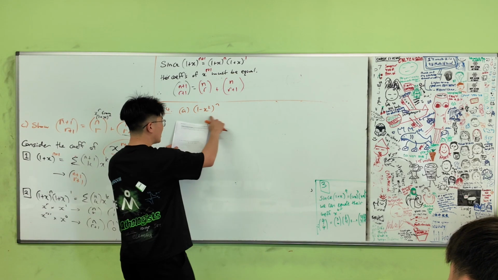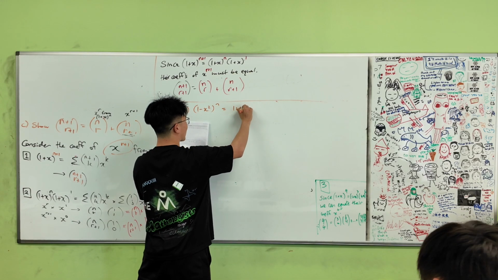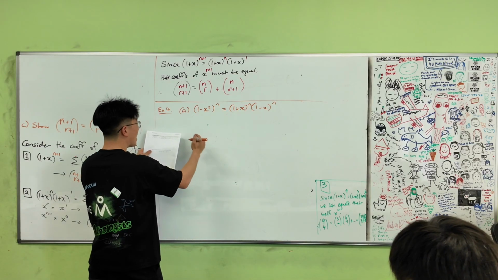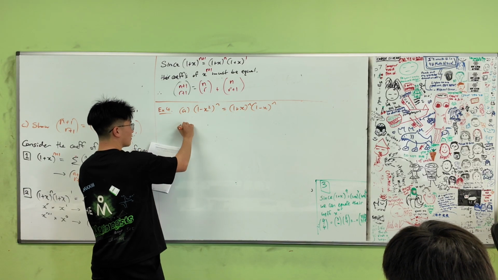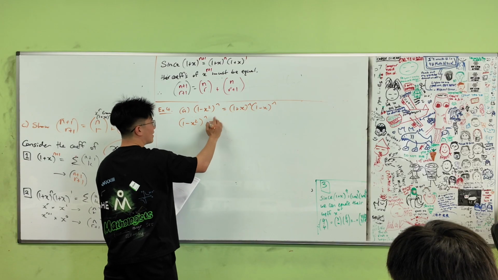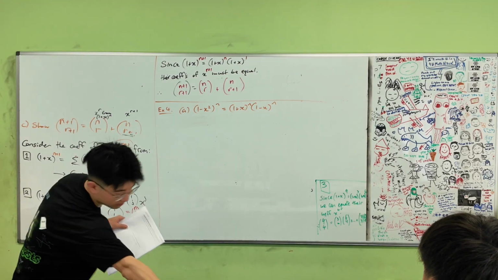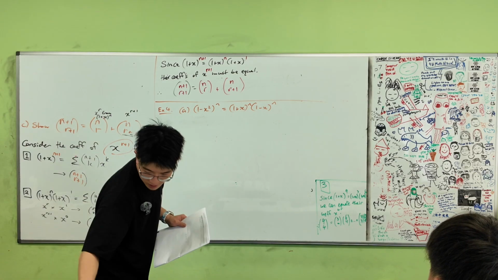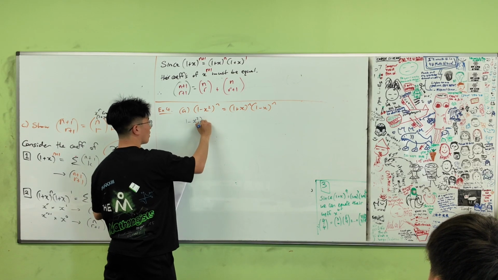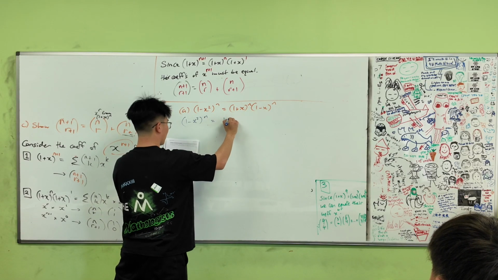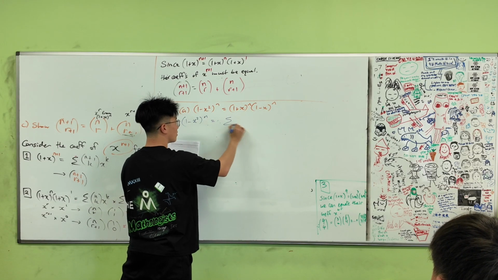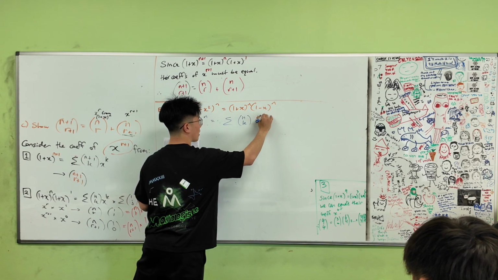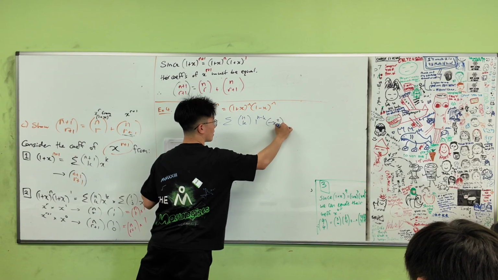Okay, so 1 minus x squared to the n equals 1 plus x to the n, 1 minus x to the n. Cool. Part A says, by expanding it in sigma notation. So let's do that first. 1 minus x squared to the n, we'll write that as sigma. Let me switch to blue pen. Sigma notation, so sum, n choose k, 1 to the n minus k, minus x squared, to the power of k.